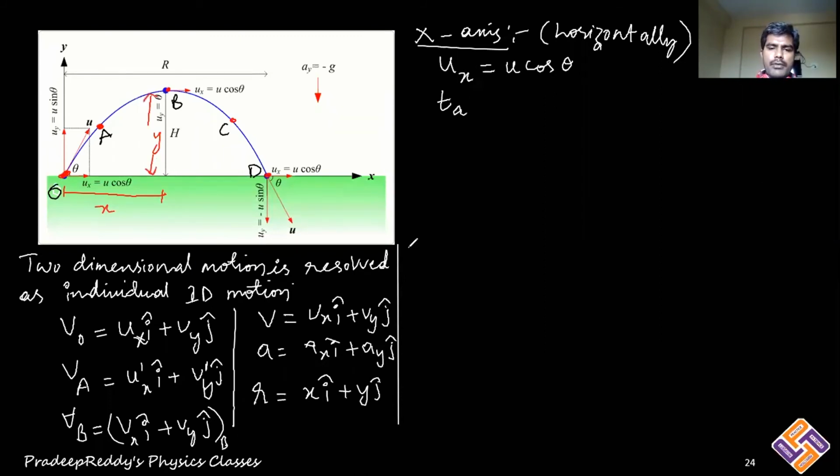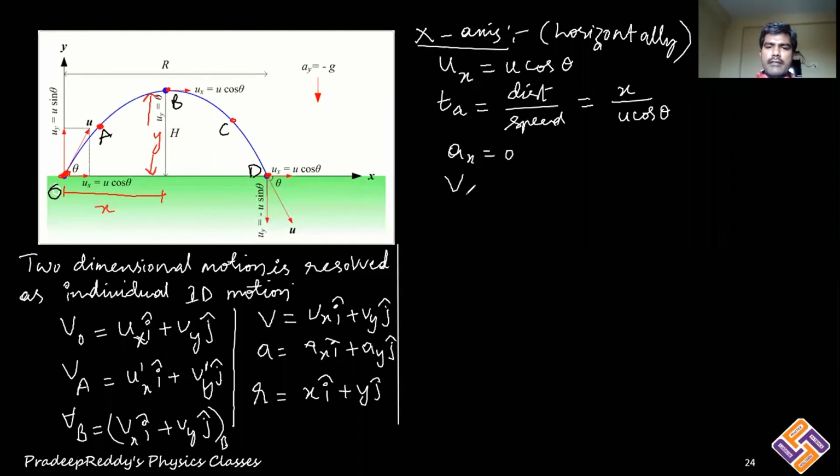Now time taken to travel, that is time of ascent. Time of ascent is equal to distance traveled divided by speed. What is distance traveled here? In reaching from O to B, that is x, divided by its speed. Along the x-axis its speed is u cos theta, right? This is time of ascent, and acceleration along the x-axis is equal to 0.